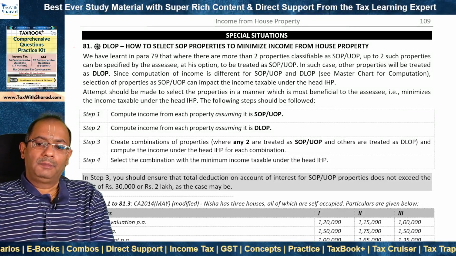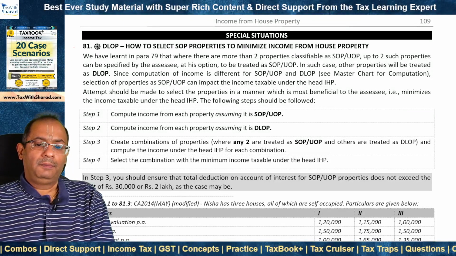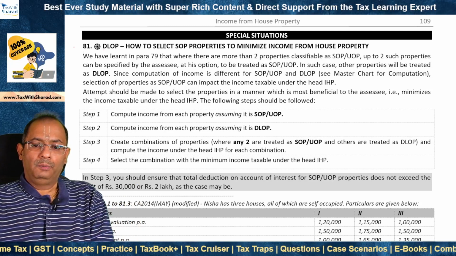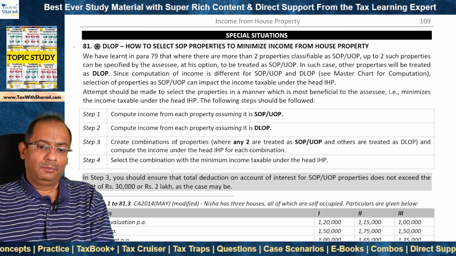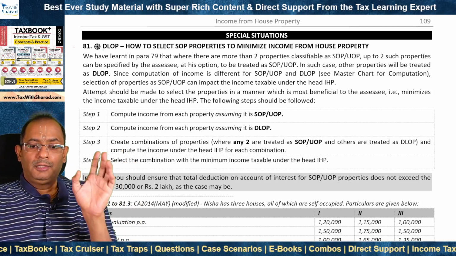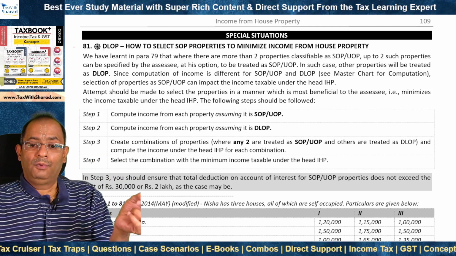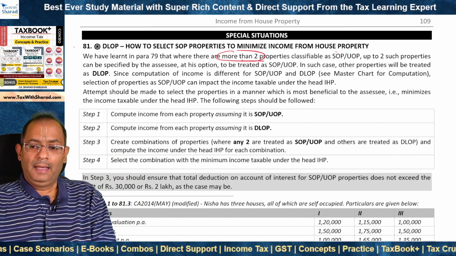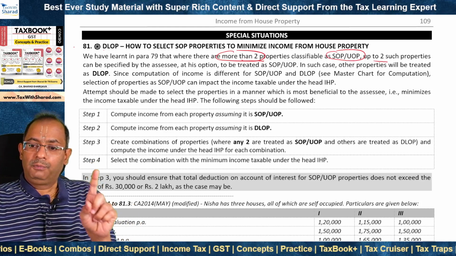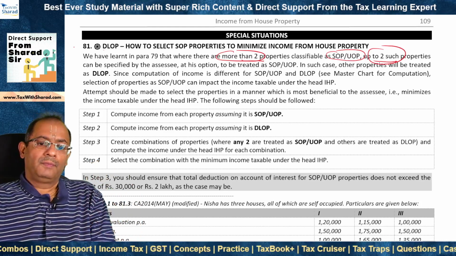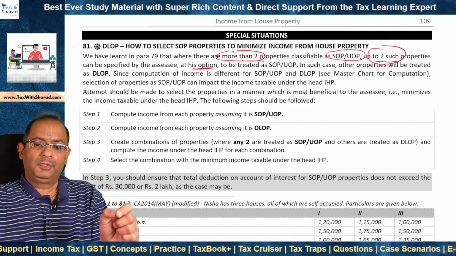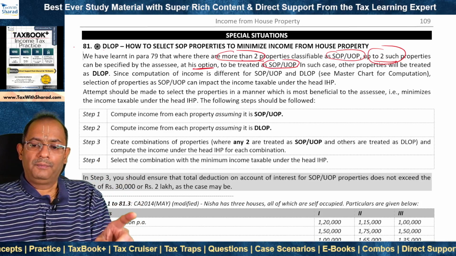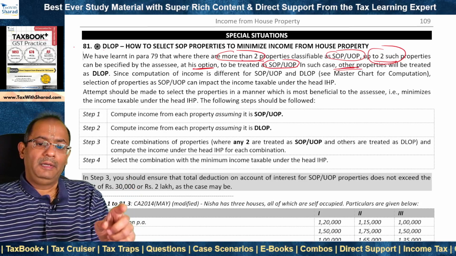Now we will look at certain special situations, and first we will take a look at how to select DLOP or SOP, UOP properties to minimize income from house property. We noted earlier in this video that where there are more than two properties which are classifiable as SOP or UOP, then up to two such properties can be specified by the SSE at his option. So the SSE has an option, and they will be treated as SOP or UOP. The other properties will be treated as what?